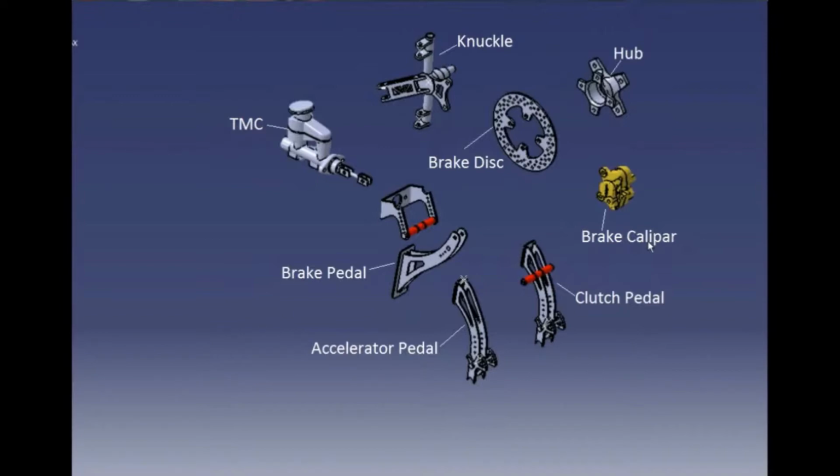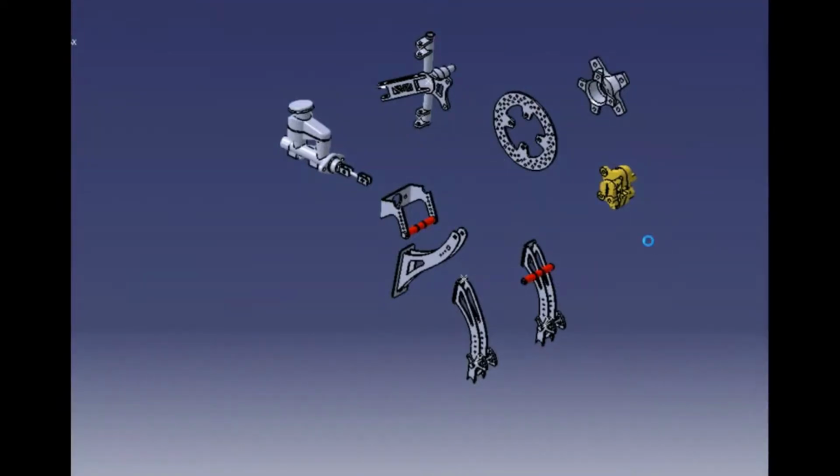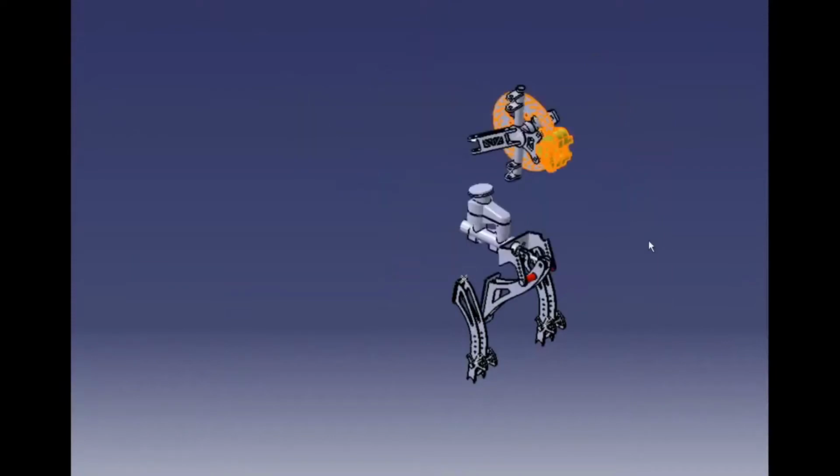Now in our vehicle we have used a fixed type caliper. In a fixed type caliper, the force is distributed evenly on both sides. After that, the disc which we have used is manufactured and designed by us.